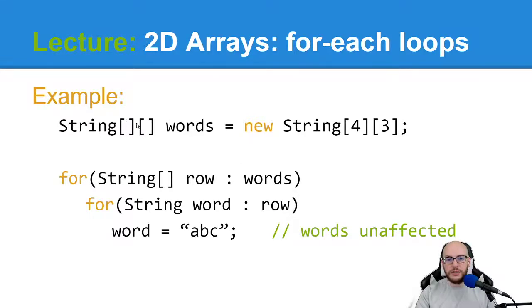We have a string 2D array called words. Words is an array that consists of string arrays. So I will say for each string array, which we'll refer to as row, in words. I'm then going to loop through the row. Each individual element in row is a single string. So I'll say for each string, we'll refer to as word in row. This is relatively clean. But what we're trying to do here is we're saying that word is equal to ABC. This will change word, but only for the iteration. All we're doing is changing this local variable. What we're not doing is changing words.